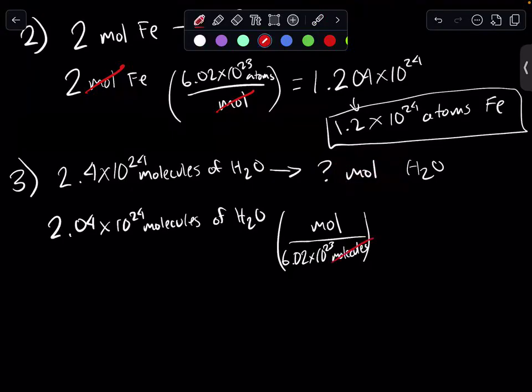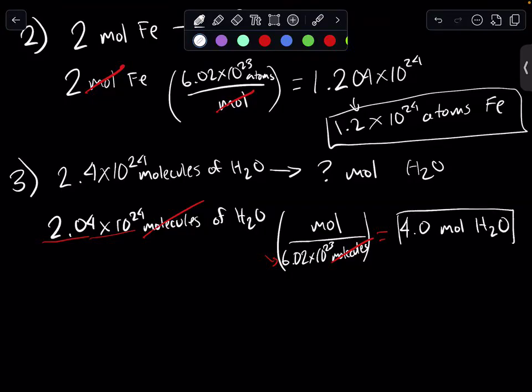And my molecules will cancel. And so I will have 2.04 times 10 to the 24th divided by my big number, 6.02 times 10 to the 23rd. And when I do that, I get an answer of about 4.0, actually, sorry, not 4.0 times anything, just 4.0 mole of water. It is more specific than that. It's going to be like 3.9. Ooh, you might be yelling at your screen because I messed up. It's 2.4, not 2.04. Anyways, it's 4.0 moles of water.